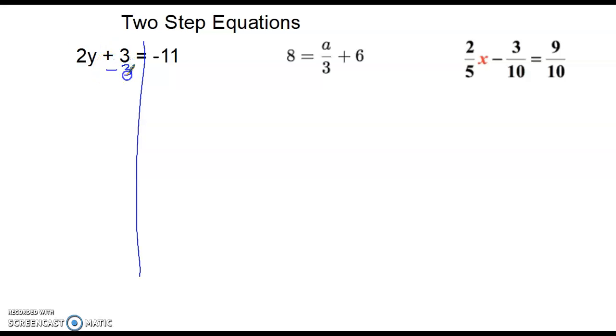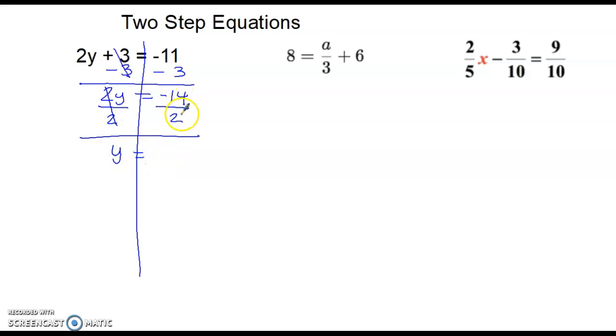So I'm going to subtract 3 from both sides, and I get 2y is equal to negative 14. Now divide each side by 2. 2 divided by 2 is 1. We're left with y. Negative 14 divided by 2 is negative 7.